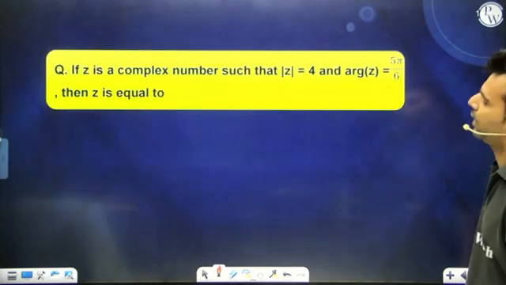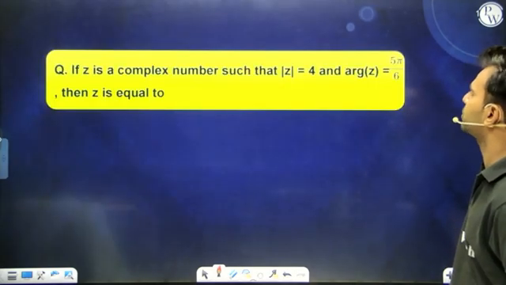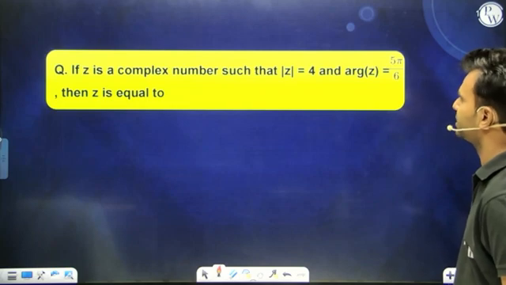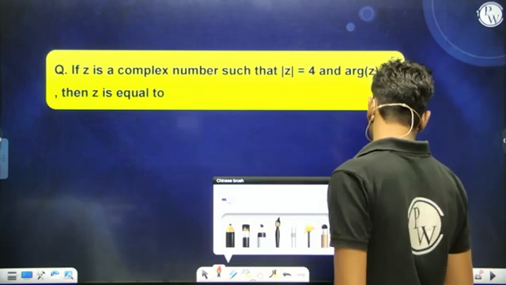Okay, if z is a complex number such that mod z is equal to 4 and the argument of this is this, then z is equal to what? Okay, let me tell you this.